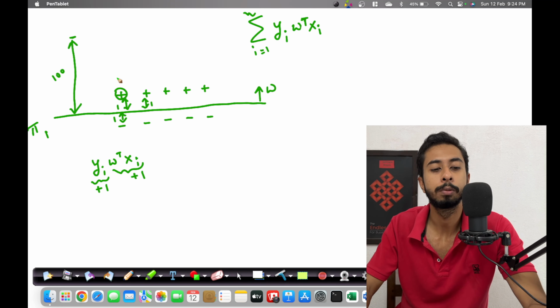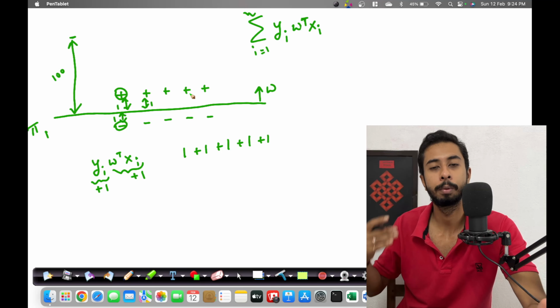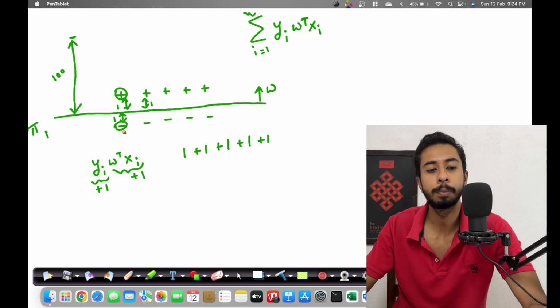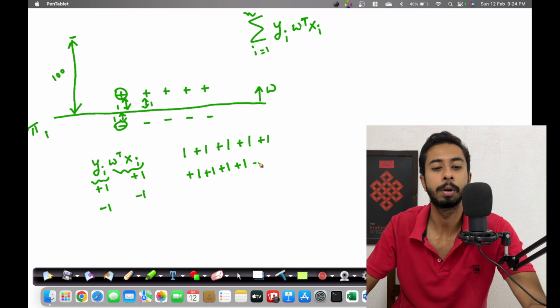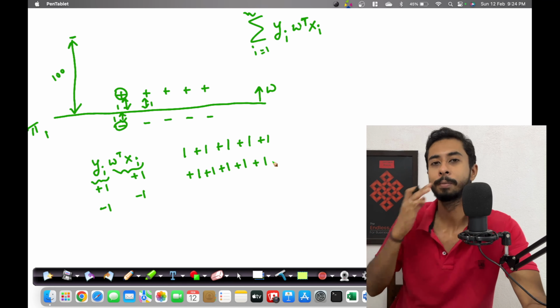So for these 5 points we have this value as 1 plus 1 plus 1 plus 1 plus 1. What about this point? This negative point is on the other side of the plane from where W is pointing. So this particular distance W transpose xi is basically minus 1. And what is the class of this point? This is minus 1. So minus 1 into minus 1 is plus 1. So again we'll be adding plus 1 plus 1 plus 1 plus 1 plus 1.